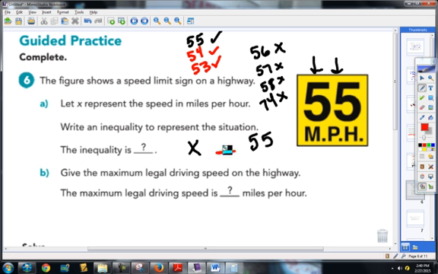What's going to be the inequality that represents it? Is it going to be less than or equal to or greater than or equal to? Hopefully you're all thinking less than or equal to. Okay? And all of these right here would make X a true statement.